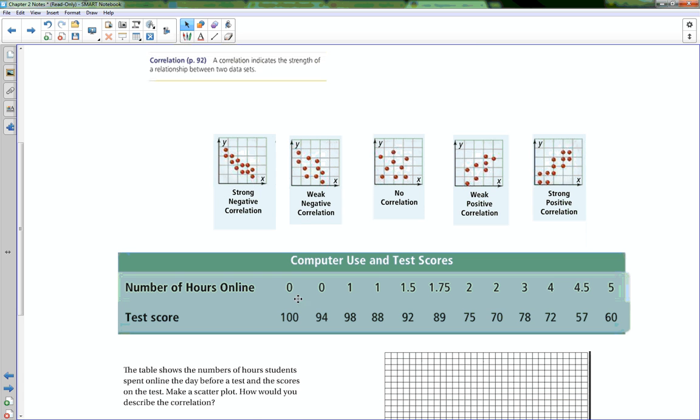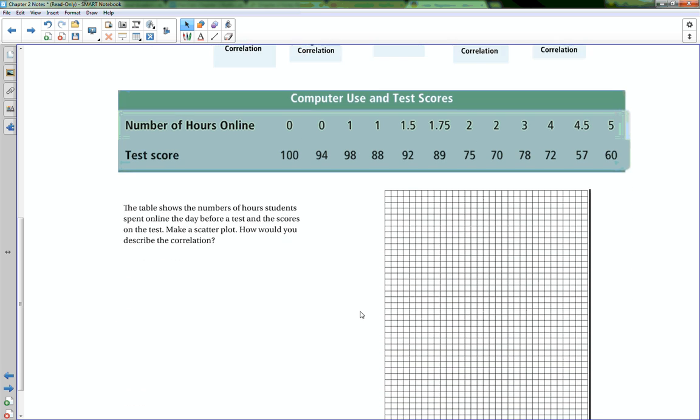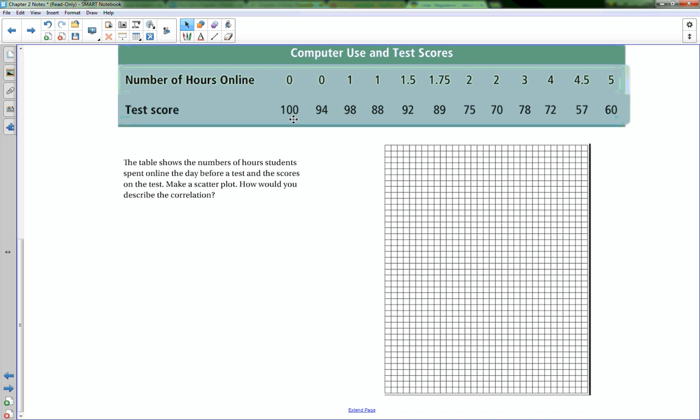All right, we are going to use this data here, number of hours online and the test score, to answer the question, making a scatter plot and describing the correlation. So the first thing I'm going to do is look at our data. I'm going to number my graph here, on my x-axis, I go from 0 to 5, and I'm counting in increments of 0.25.